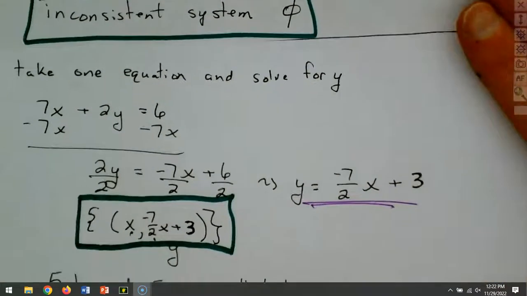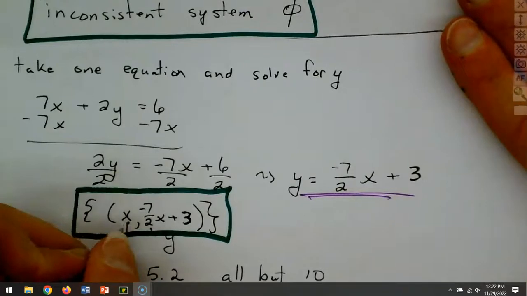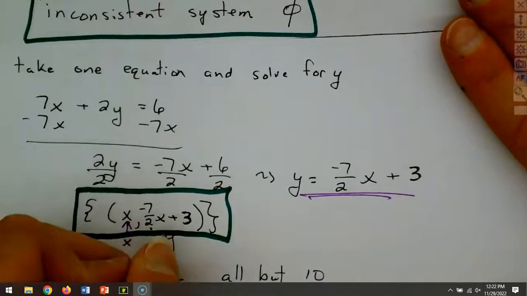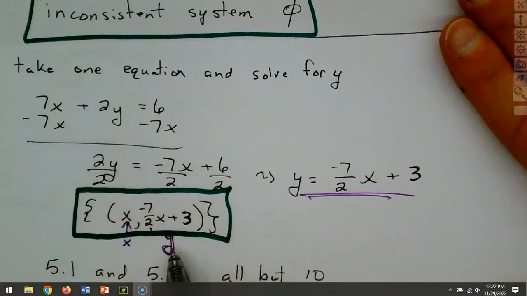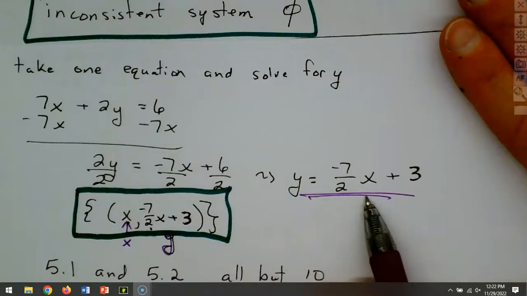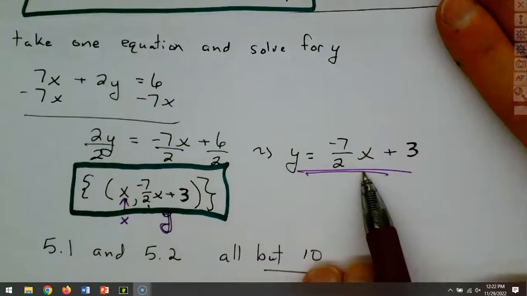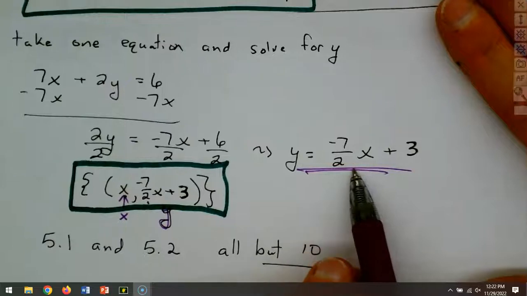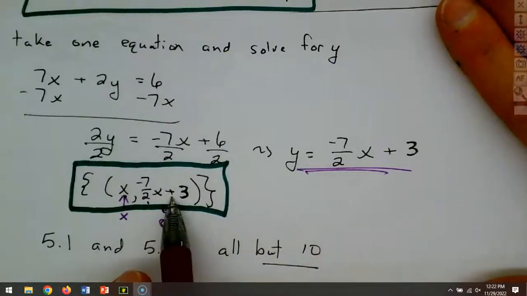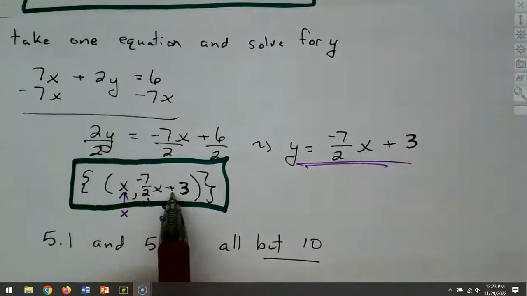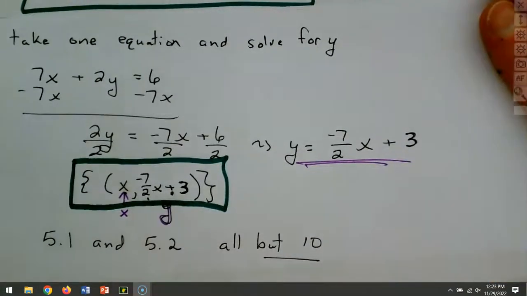Now, how I write my answer is this is my variable x, and then this is the y. Well, what is y in terms of x? y in terms of x is this. So that goes over here. So when you get a true statement, you just take one of the equations and you solve it for y.